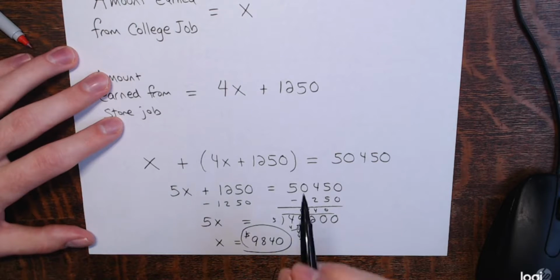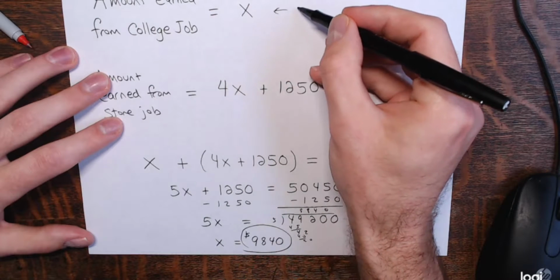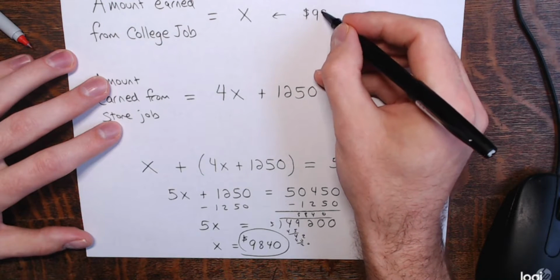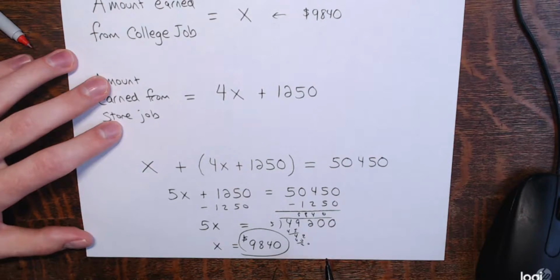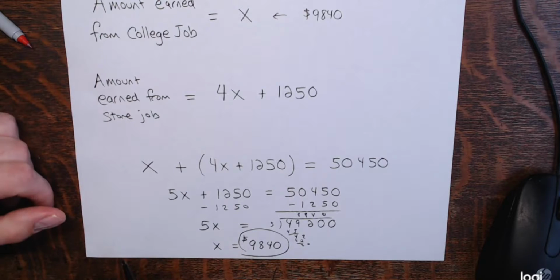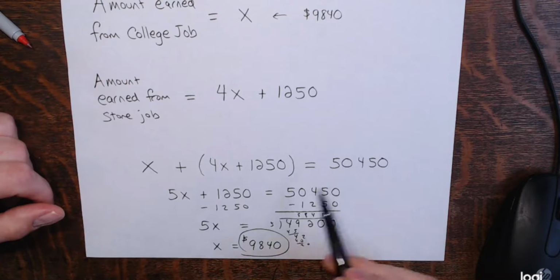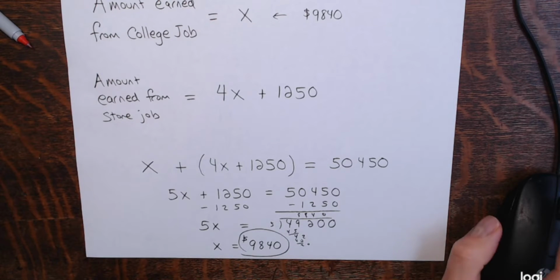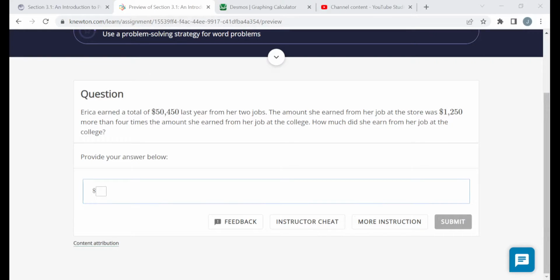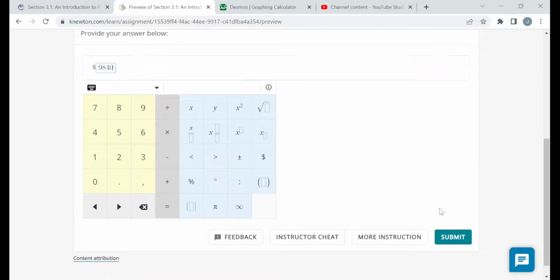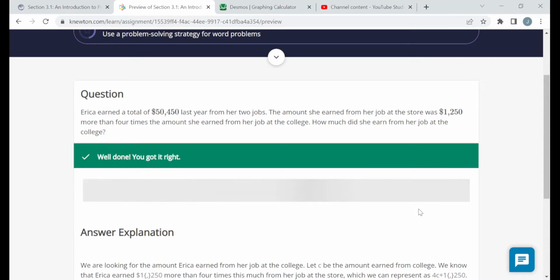Because that was X, right? So X represents the amount she earned at the college job, $9,840. And then the rest of it would have been at the store job, the rest of the 50,450. But that's all they asked us for, was the college. How much does she earn at the college job? So 9,840. Great.